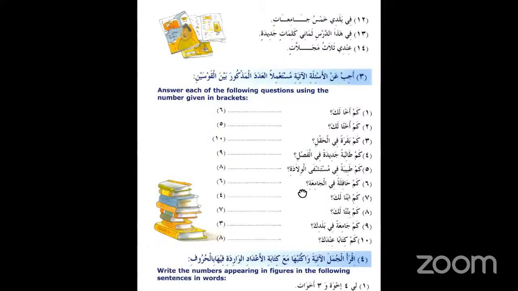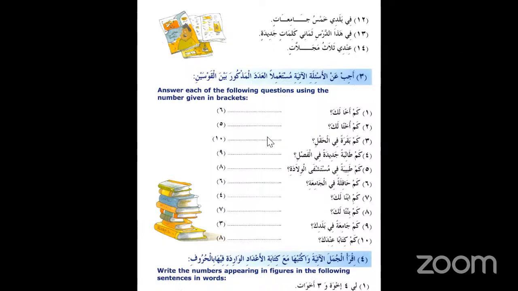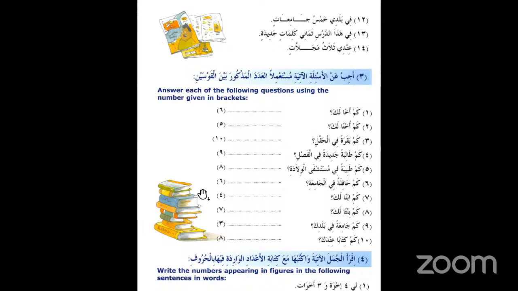Correct. في بلدي 5 جامعات. In our country, there are 5 universities. Correct. في هذا الدرس 8 كلمات جديدة. In this lesson, there are 8 new words. Correct. عندي 3 مجلات. I have 3 magazines. Okay.